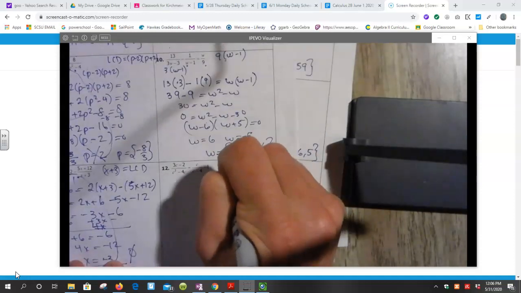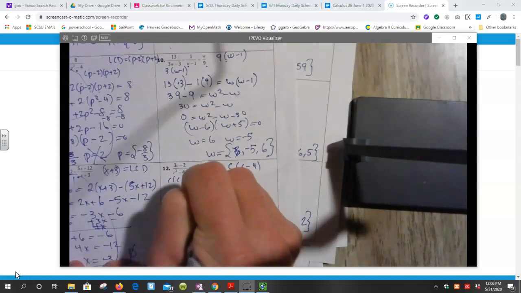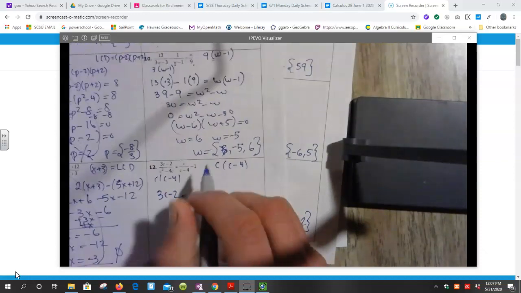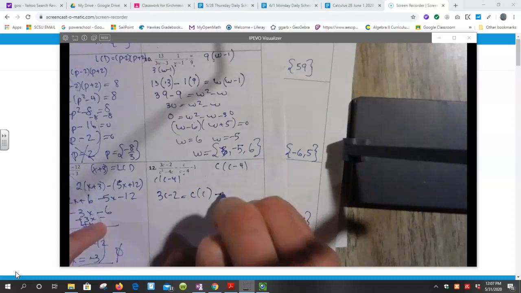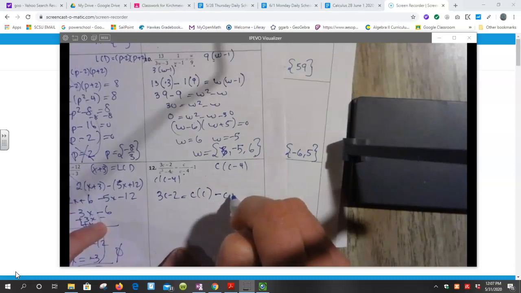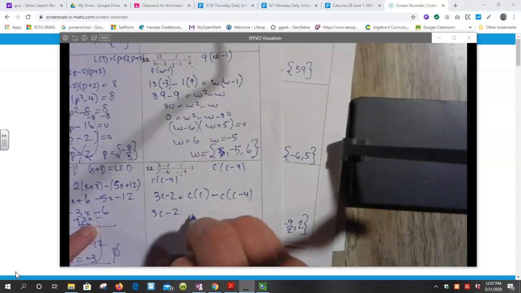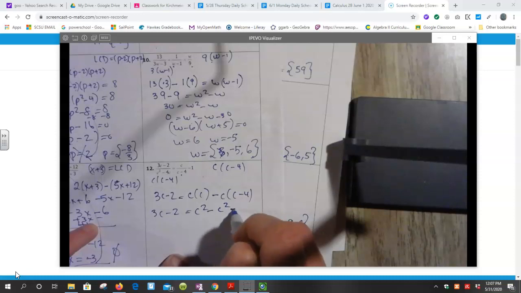Now the last one is c times c minus 4 is our LCD, because that's c times c minus 4 there. So on the left side, we're just going to have 3 times c minus 2. On the right side, we have missing a c, so it's going to be c times c. And then 1, it's the whole thing, so it's c times c plus c minus 4. So over here, we're going to have 3c minus 2. Over here, we're going to have c squared minus c squared plus 4c.